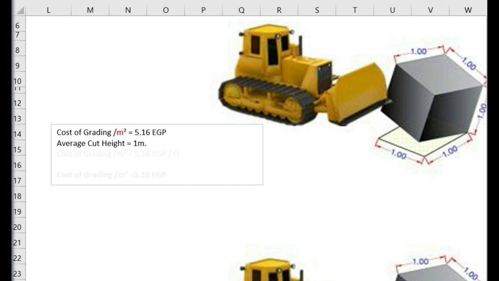If we look for a moment at the grading cost, grader, compactor, water, and even lab test, we will discover that this procedure is done mainly in a square meter, but the item is in the cubic meter. In this case, we will have to load it on a cubic meter. Look carefully at the image. Assuming that the cubic meter of cut is just a uniform cube. Square base 1 meter by 1 meter and 1 meter height.